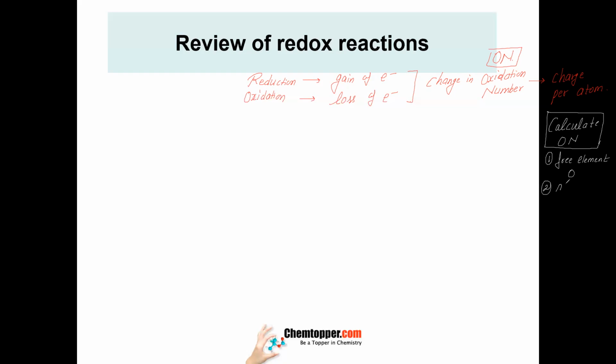if it is a monoatomic ion, monoatomic means single atom with some charge on it. Monoatomic ion. What's the oxidation number? Oxidation number is the charge on the ion, the charge. Like for example, if I give you N2, all of you, please try to answer N2. What's the oxidation number of nitrogen here?